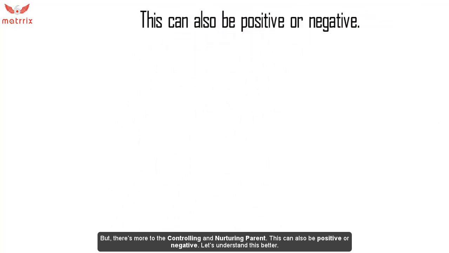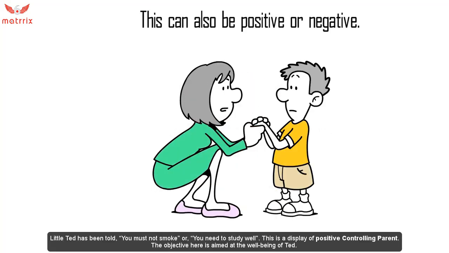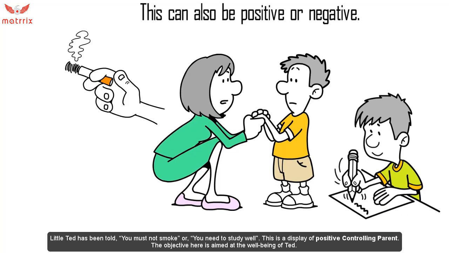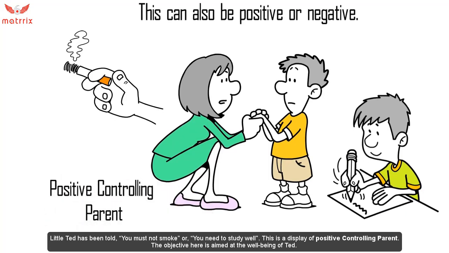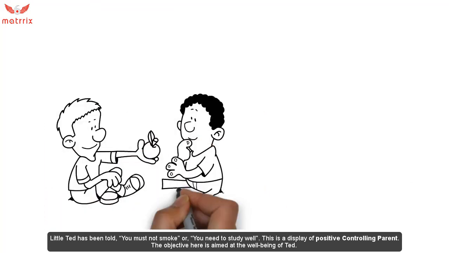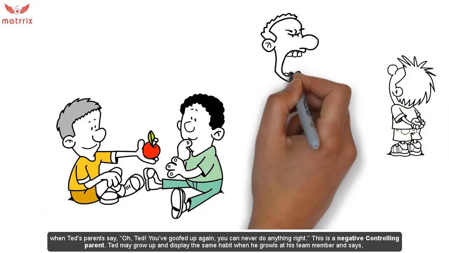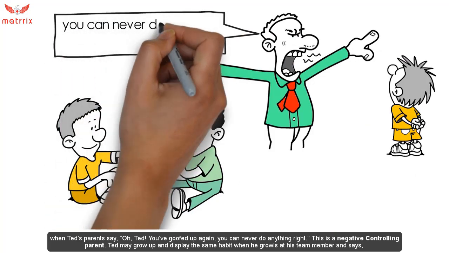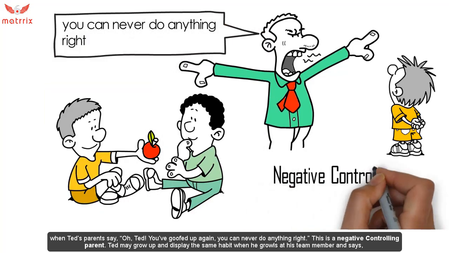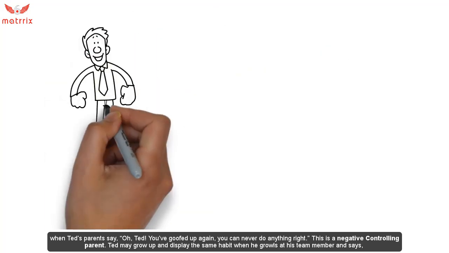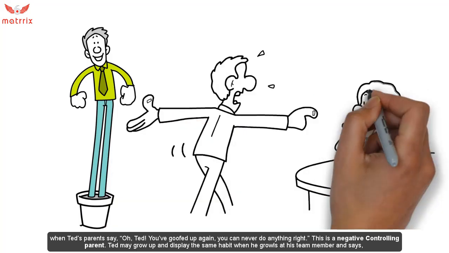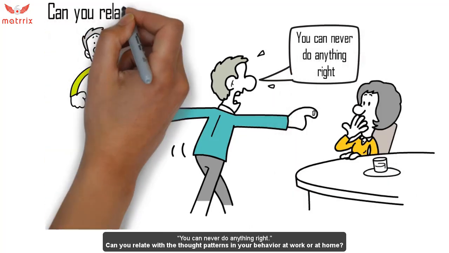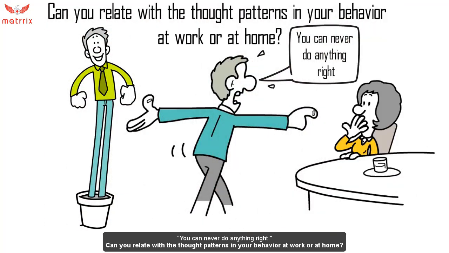Let's understand this better. Little Ted has been told, "You must not smoke," or "You need to study well." This is a display of positive controlling parent. The objective here is aimed at the well-being of Ted. Yet, when Ted's parents say, "Oh, Ted, you've goofed up again, you can never do anything right," this is a negative controlling parent. Ted may grow up and display the same habit when he growls at his team member and says, "You can never do anything right." Can you relate with the thought patterns in your behavior at work or at home?